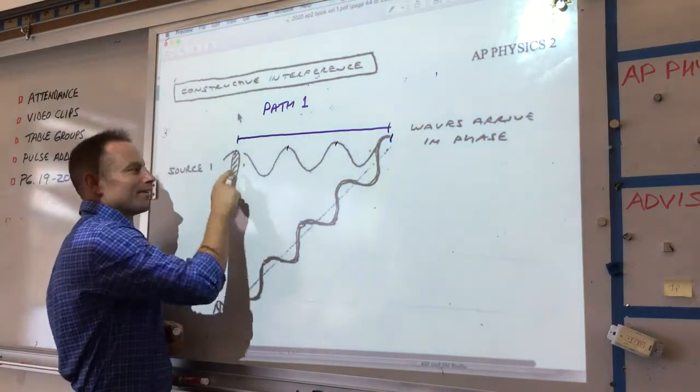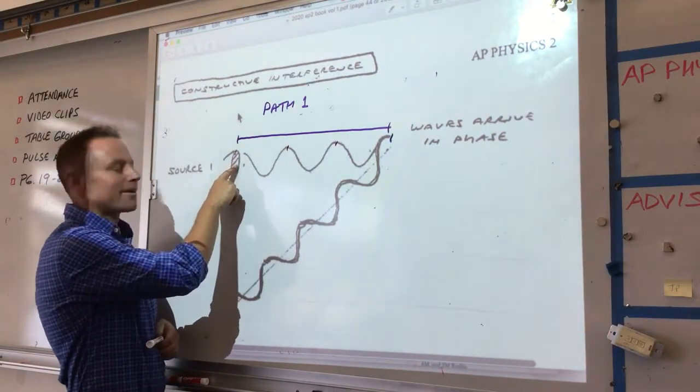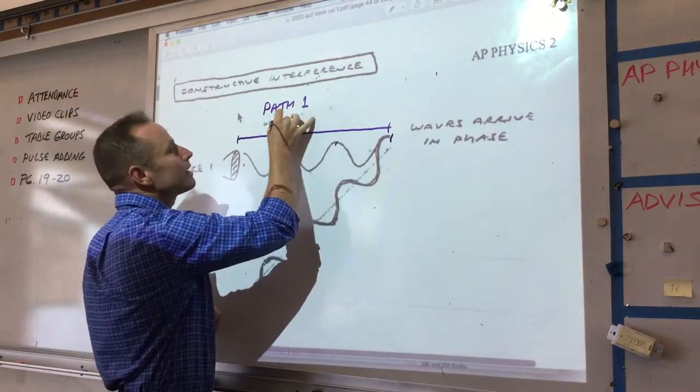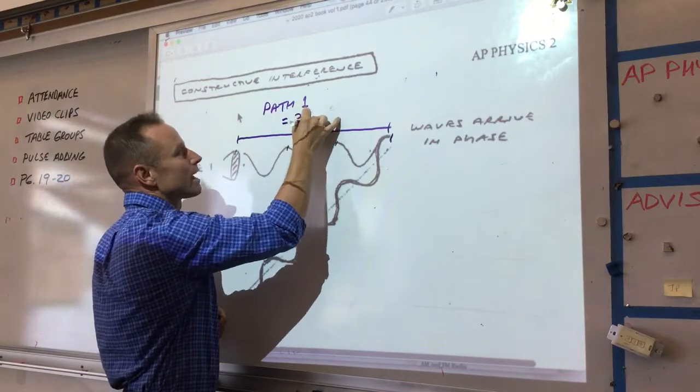Just be careful how you count. Don't start with 1 here, because, like when you're born, you're not 1. You've got to wait a year. So right, 1, 2, 3. So path 1 is 3 wavelengths long. Okay.